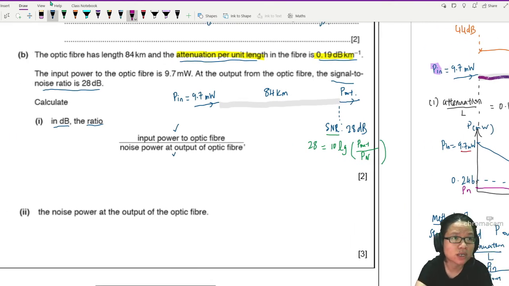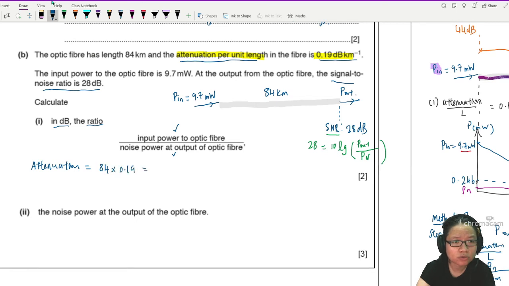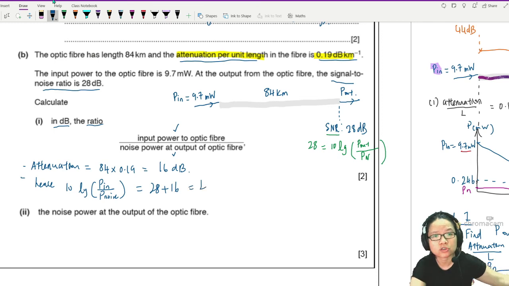So for working, what they expect you to write is actually something like this. I guess maybe they will ask you to find the attenuation, which is equal to 84 times 0.19, which is 16 decibel. And then, hence, 10 log P in over P noise, this ratio will be equal to, you travel to the end is 28, so you need to plus back the 16 to get the input, which is 44 decibel.